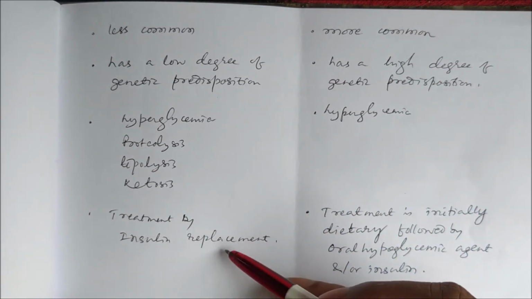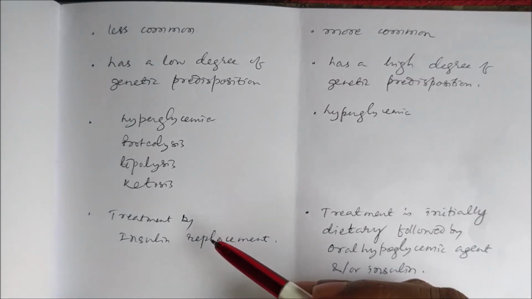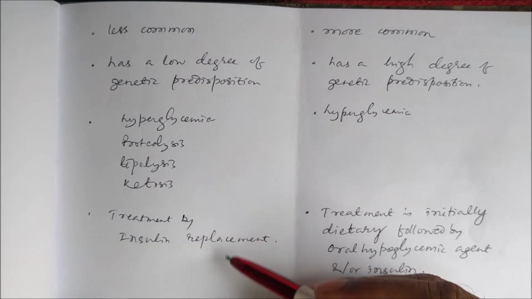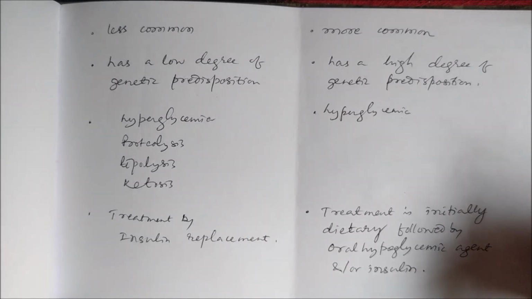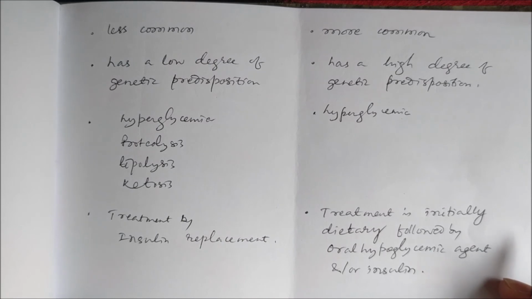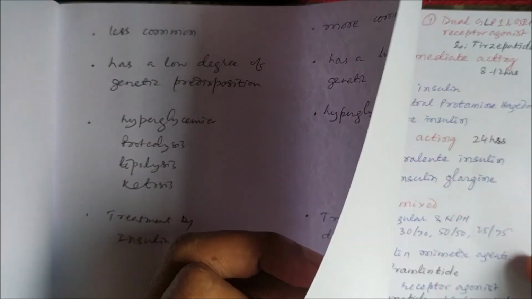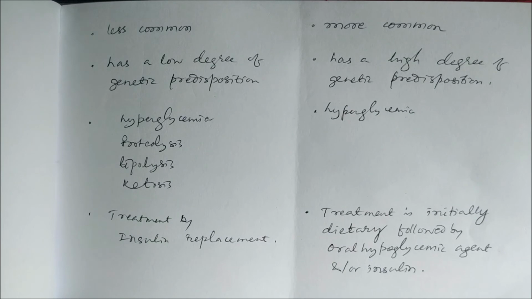And type 1 diabetes mellitus, as we already discussed, can be treated by insulin only. Insulin is required. Insulin replacement is the mode of therapy. Whereas we can manage type 2 diabetes mellitus through diet and exercise, and if diet and exercise are not enough, then we can use the oral hypoglycemic agents, and if even oral hypoglycemic agents are not enough, then we can add insulin also. So this is all about the difference between type 1 and type 2 diabetes mellitus.